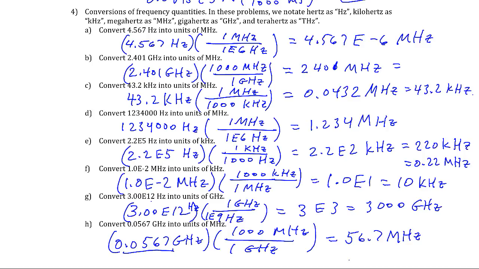56.7 megahertz. So if I go back and review here, my gigahertz canceled here, and I got my answer in megahertz. My hertz canceled here, I got my answer in gigahertz. Megahertz canceled in part F, my answer was in kilohertz. Hertz canceled in part E, and I got my answer in kilohertz. Okay, and so on. Hertz canceling, answer in megahertz. Kilohertz canceling, answer in megahertz. Gigahertz canceling, answer in megahertz. And hertz canceling, answer in megahertz. Okay, hope this one helps you.